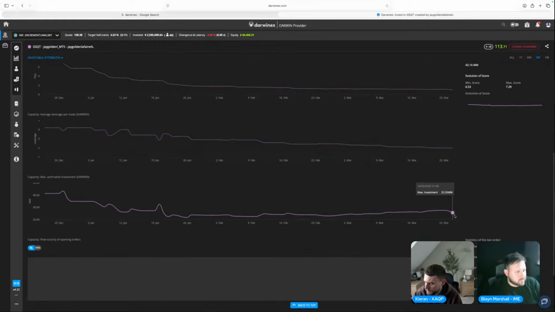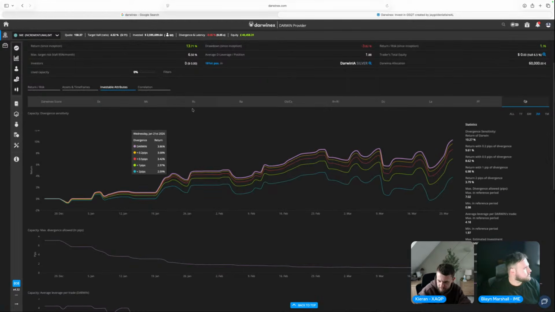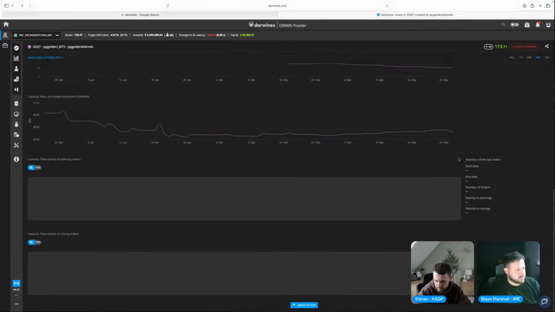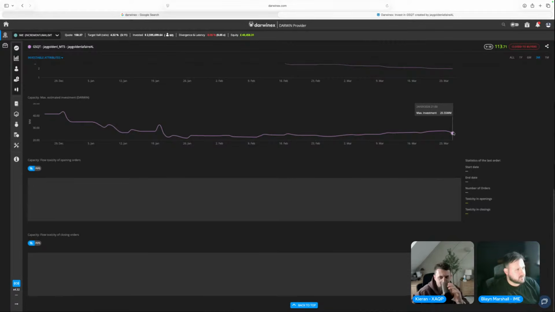Yeah, so capacity is 25.55 million at the moment for Jay. It's staying roughly around that same figure the whole time. So yeah, the capacity right now for your Darwin is 25.55 million.